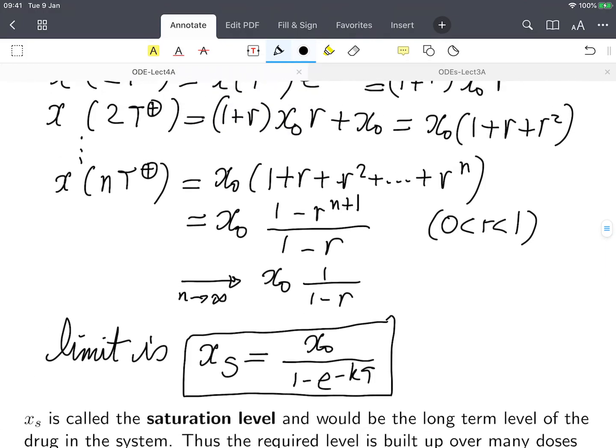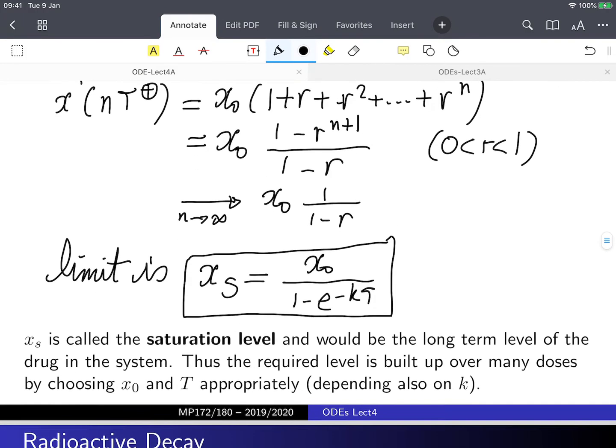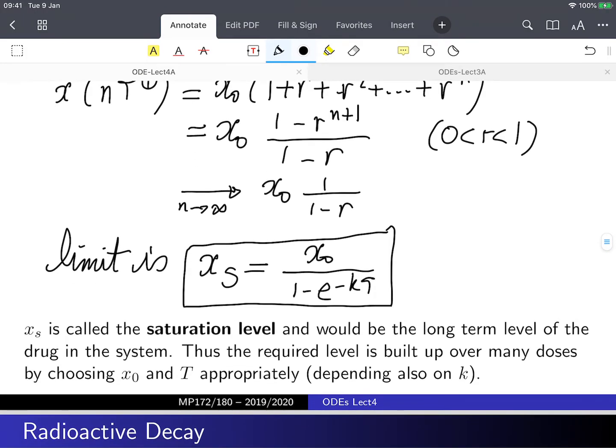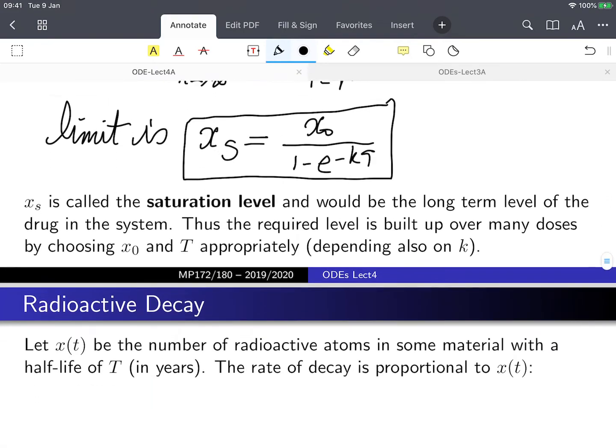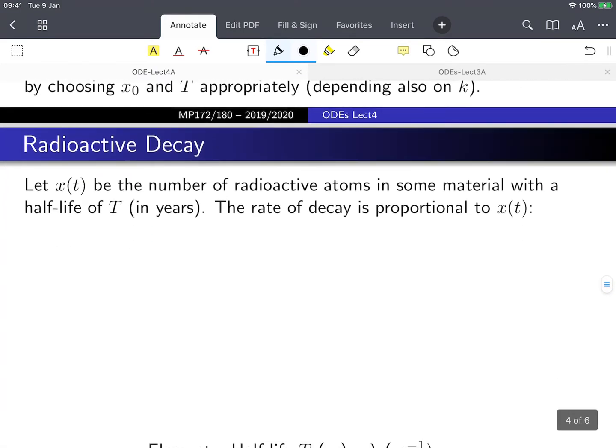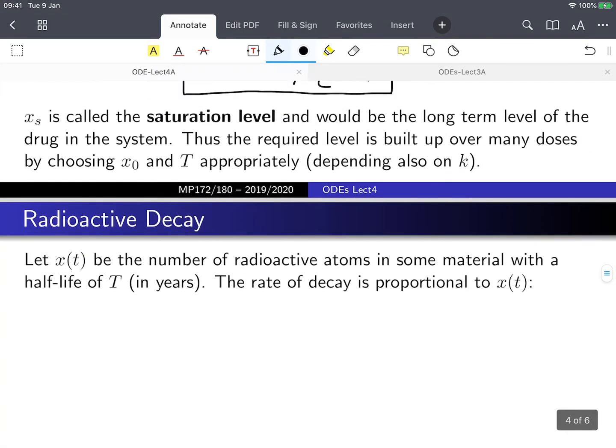So that was a nice example of application. Any questions? Did you follow? Is it all okay? I thought it was okay. Radioactive decay. Yes, that's good.